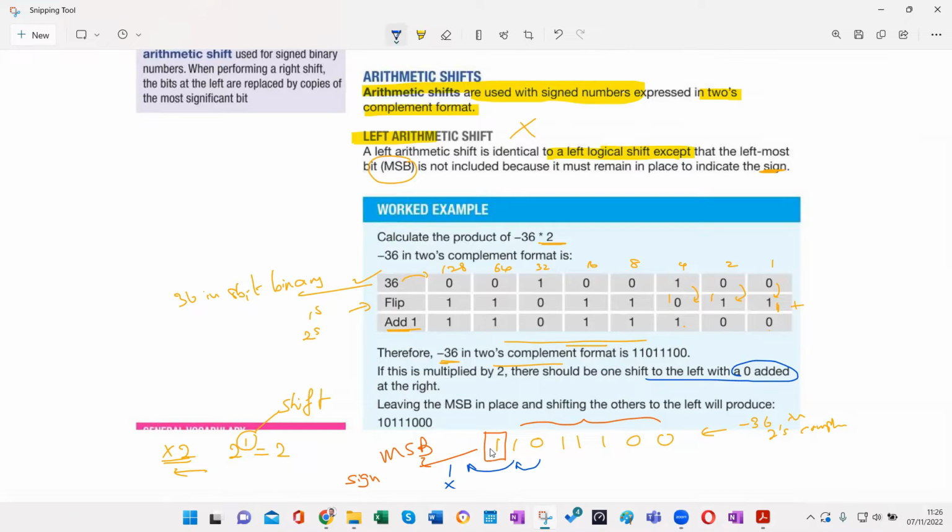Yes, clear, sir. Yes, sir, clear. Clear, sir. Yeah, that's because the most significant bit can't be moved, right?